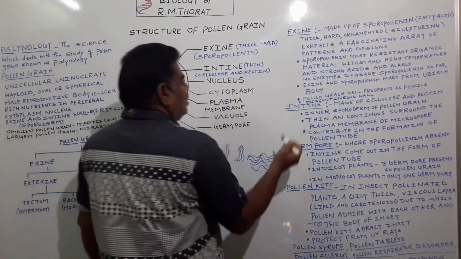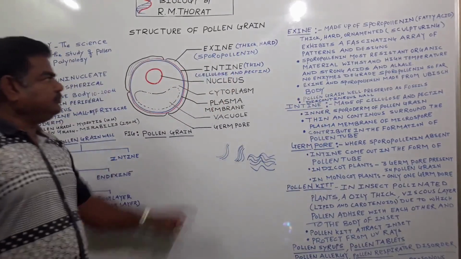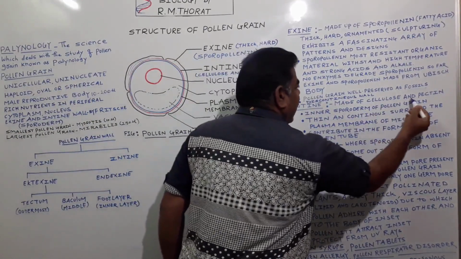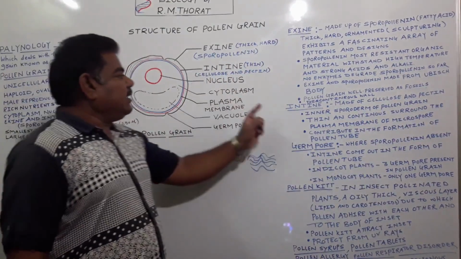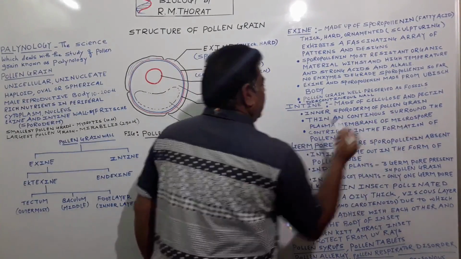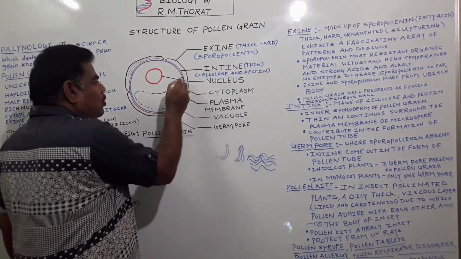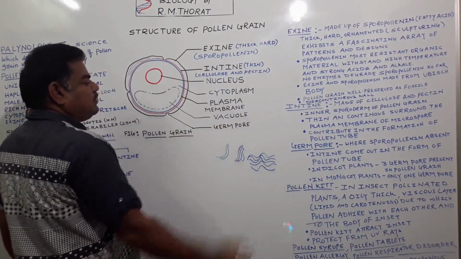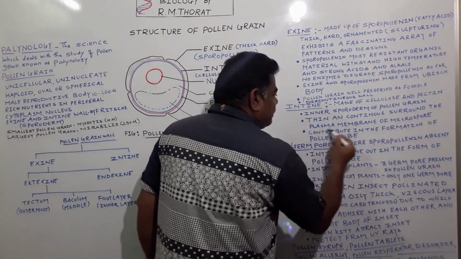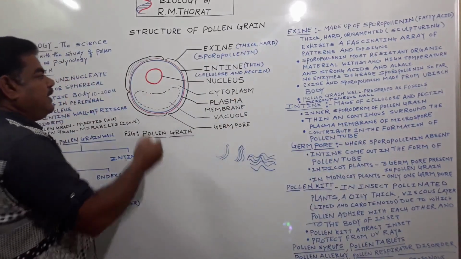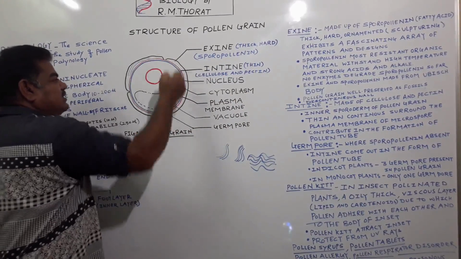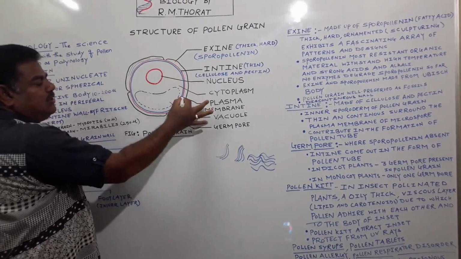The next wall of this pollen grain, we call it intine. This one is the intine. This intine is made up of cellulose and pectin. Then this intine is the inner sporoderm of the pollen grain. Derm means skin, the inner skin of this pollen grain. It is thin and continuous, and it surrounds the plasma membrane of the microspore.